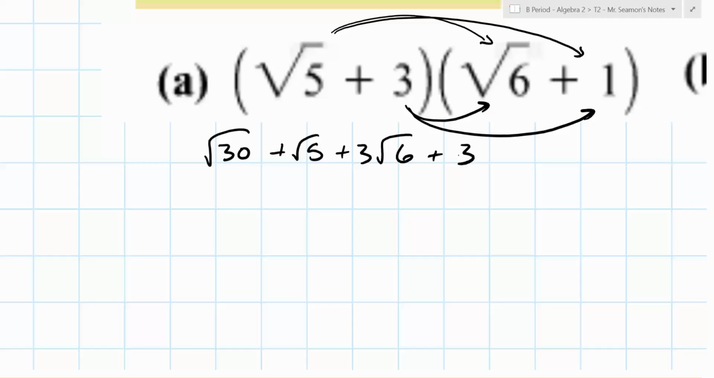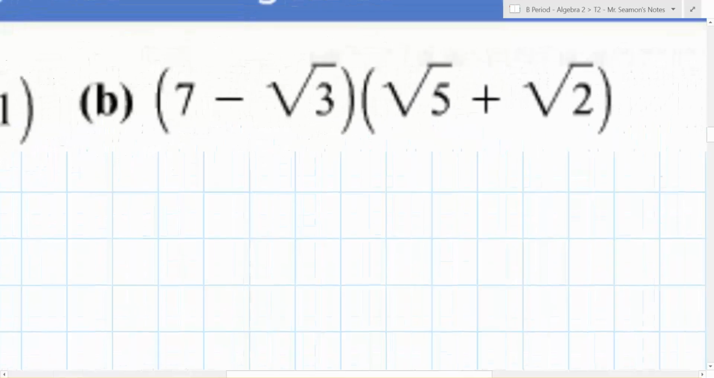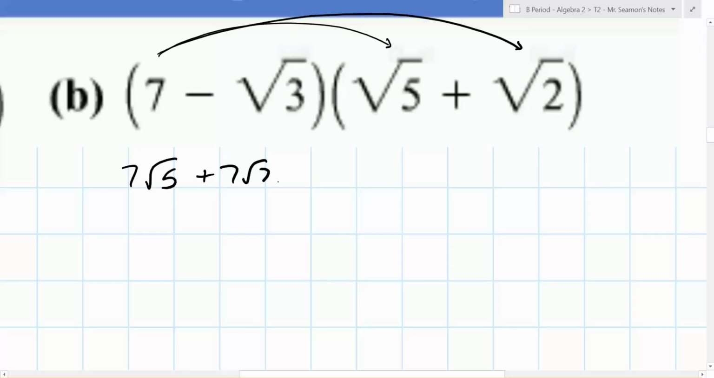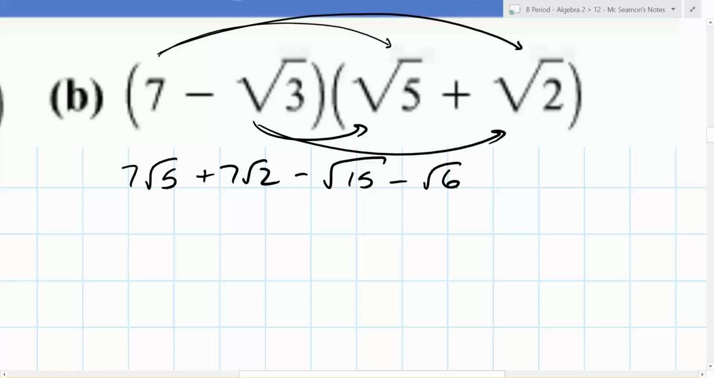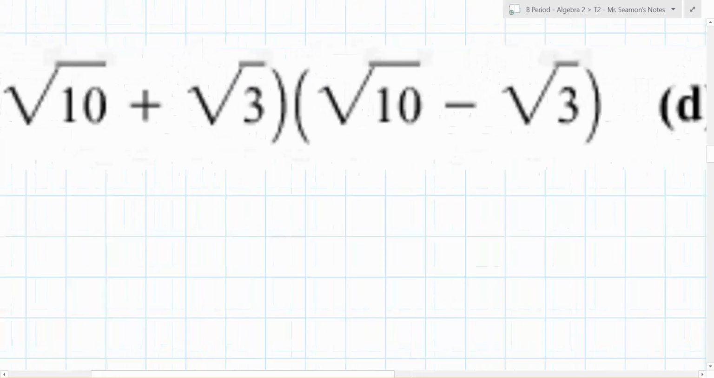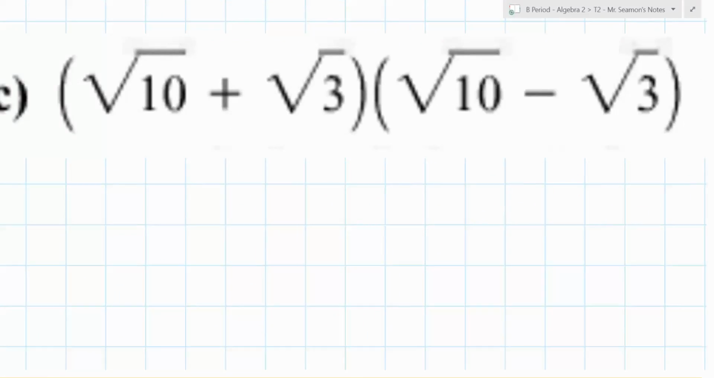We could try a factor tree and try simplifying, but right now we're just doing the mechanism. What about this one right here? What do we multiply first? 7 root 5, and then 7 what? 7 root 2 minus root what? 15. We stop there. All we're looking at right now is the mechanism. We can simplify later, but right now we're just looking at the mechanism.